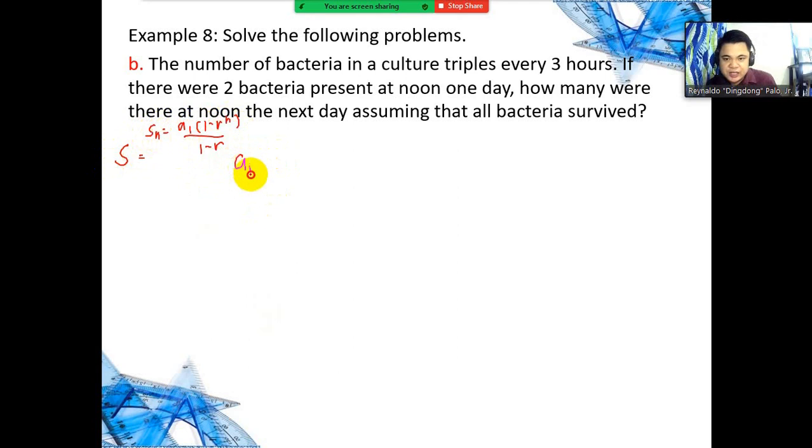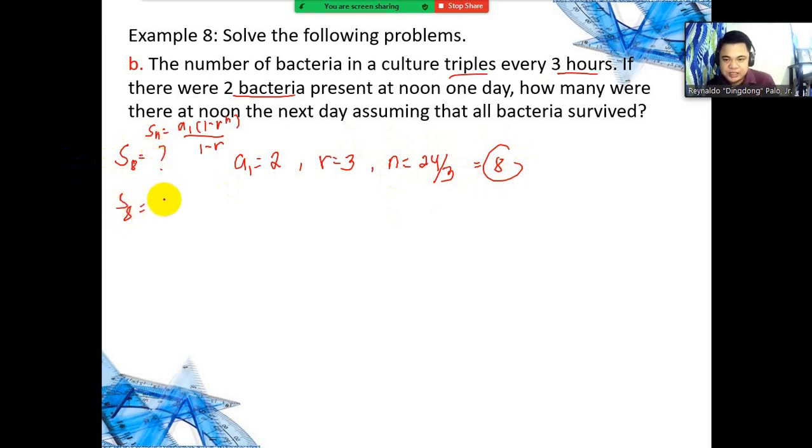Okay, so your A sub 1 will be 2 bacteria present at noon. So therefore, our A sub 1 is 2. And our common ratio, triples. So this means that we have 3 as the common ratio. And how about our n? Noon this day up to noon next day means we have 24 hours. And then according to the problem, triples every 3 hours. So we need to divide this by 3 to get n, which is 8. So we are solving now for S sub 8. Okay, so this is the unknown.